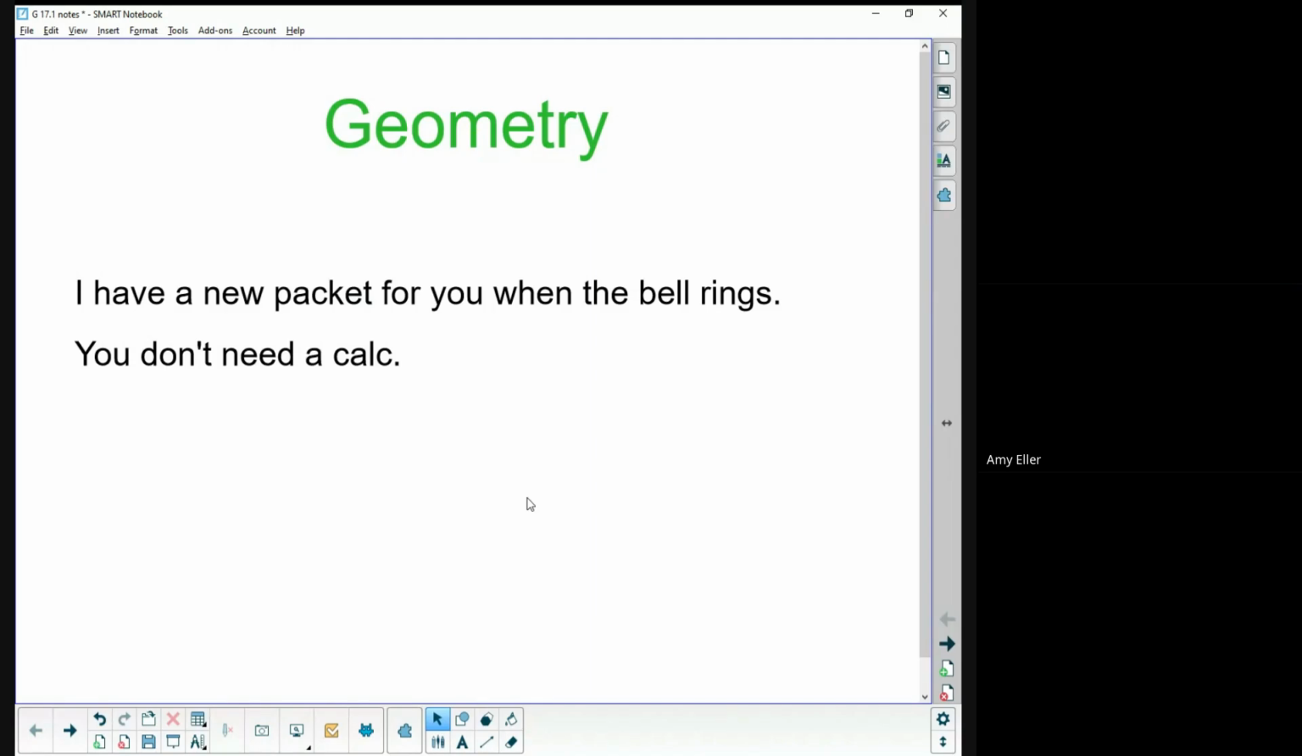Alright, let me pass out your new packet for you. This is a notes and homework packet. This is just activity 17.